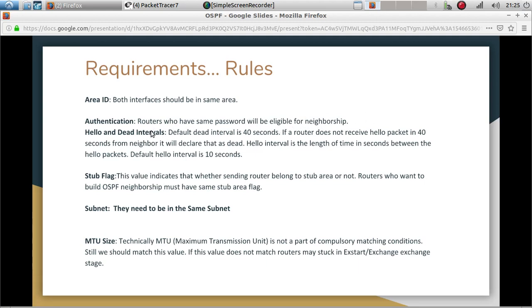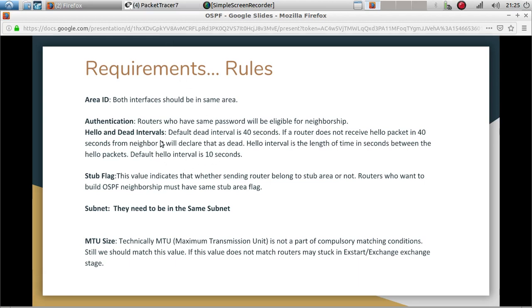Okay, and the other one is hello and dead intervals. So the default dead interval is 40 seconds. If a router does not receive hello packets in 40 seconds from a neighbor, it will declare that as dead. And also the hello interval is the length of time in seconds between the hello packets. The default hello interval is 10. So the dead interval needs to be 4 times the hello interval in seconds. So as you can see, 4 times 10 is 40. Okay, so these need to match. If they do not match, they won't be able to form a neighbor relationship.